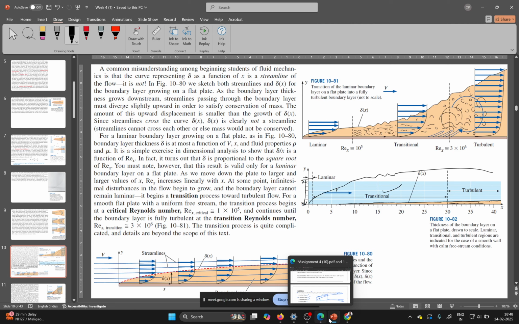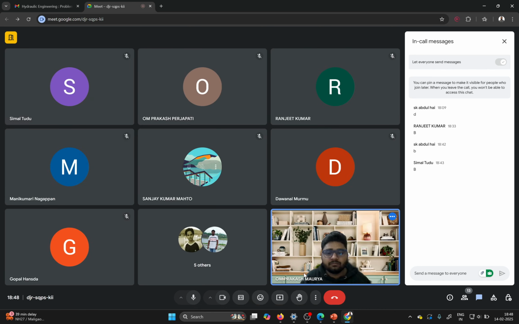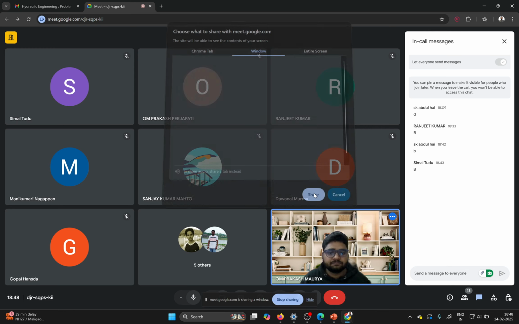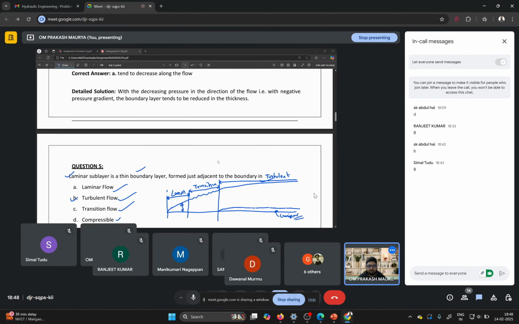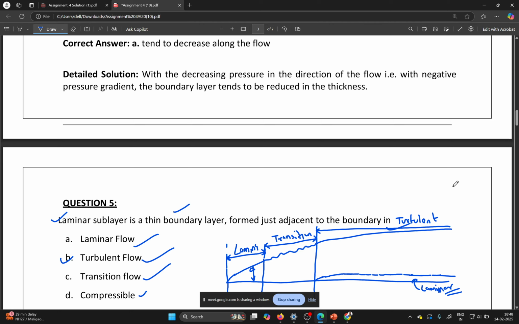Now we'll come back to the question. This is what the boundary layer thickness is about. I just want to present the question again. Yes. So hope you all understand. Now we'll move on to the next question.